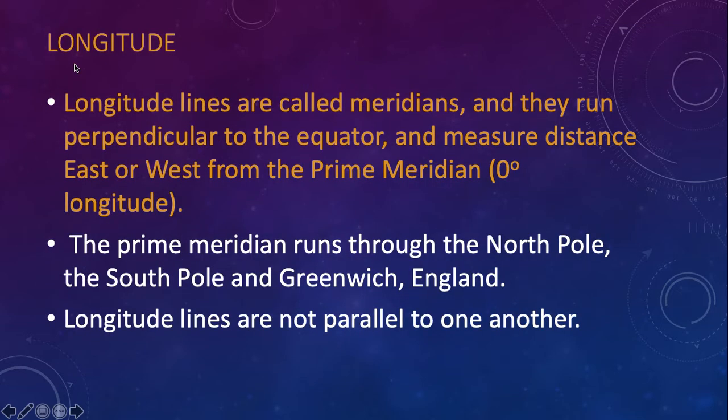Longitude lines are called meridians, and they run perpendicular to the equator, and they measure distance east or west from the prime meridian, which is 0 degrees longitude. The prime meridian runs through the North Pole, the South Pole, and a town called Greenwich, England. Longitude lines are not parallel to one another.